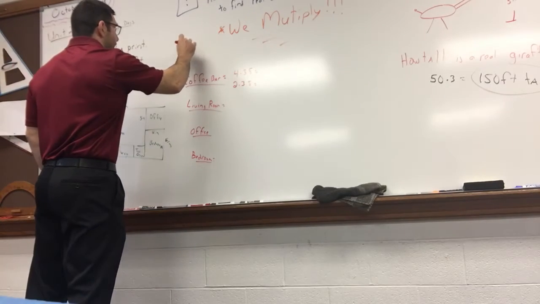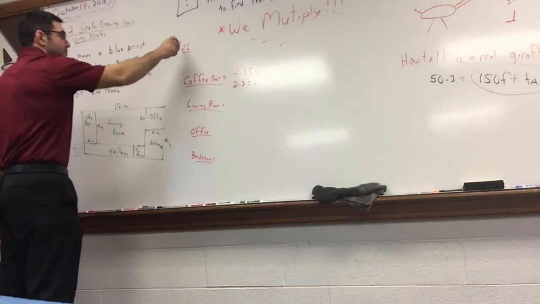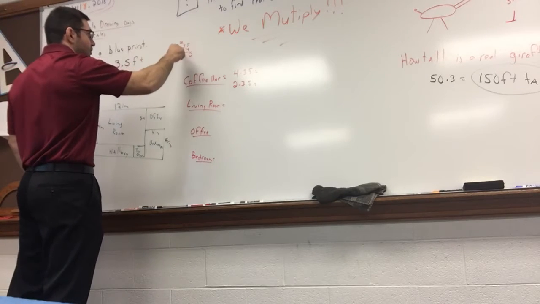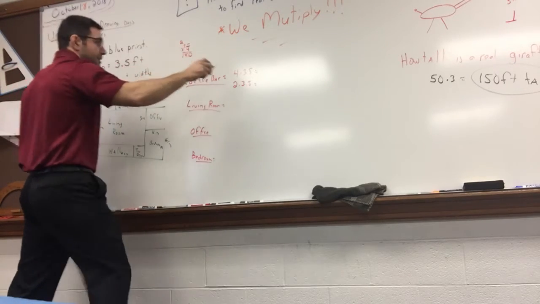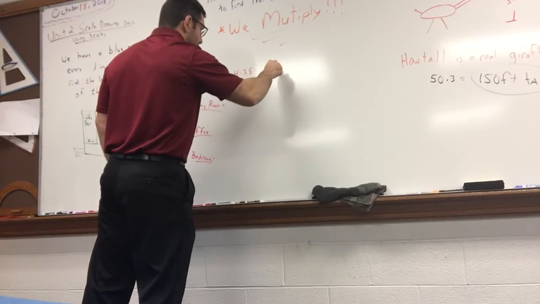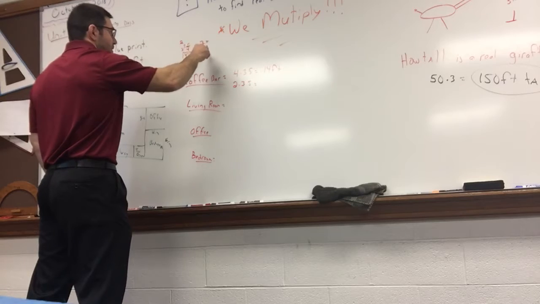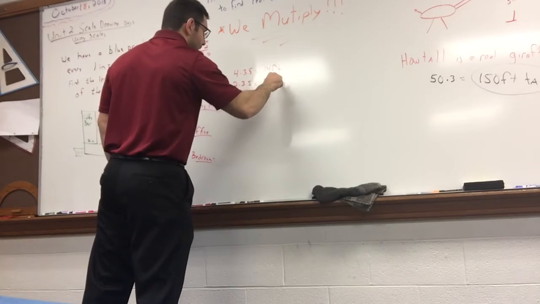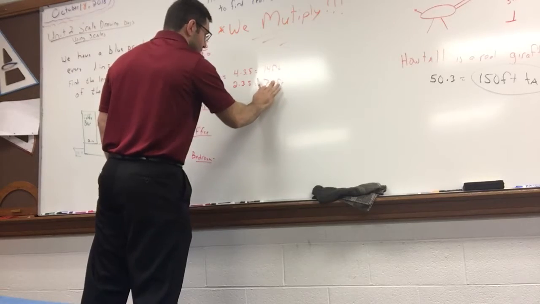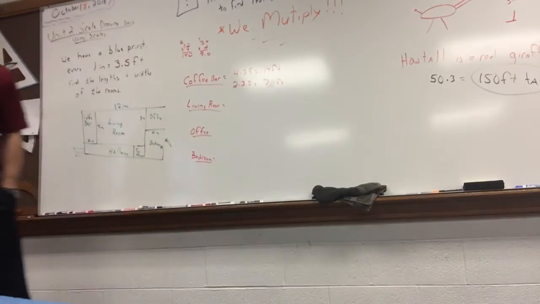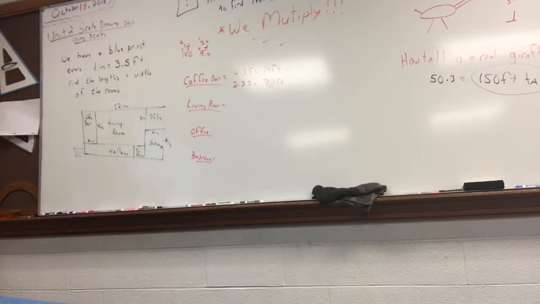So I'm going to take 3 and 5/10 times 4. That gives me 0, carry the 2. 12 plus 2 is 14. 1 decimal, so it's 14 feet. 3 and 5/10 times 2. 0, carry the 1, 6, 7, and 7 feet. So the coffee bar is 14 feet by 7 feet.